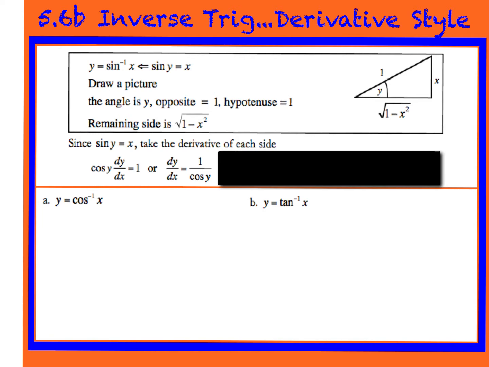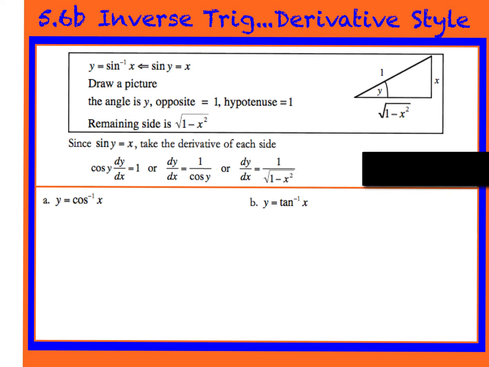Well, what the heck is cosine of y? Square root of 1 minus x squared. And so my derivative would be 1 over square root of 1 minus x squared. But what is y originally? Arc sine of x. So the derivative of arc sine of x is what? 1 over square root 1 minus x squared. All right, that's how it was formed. Let's prove a couple more.